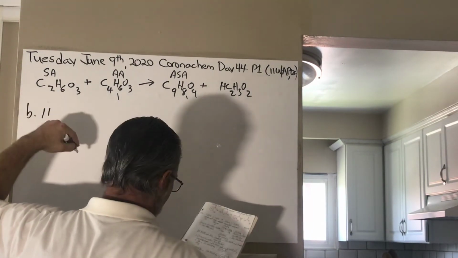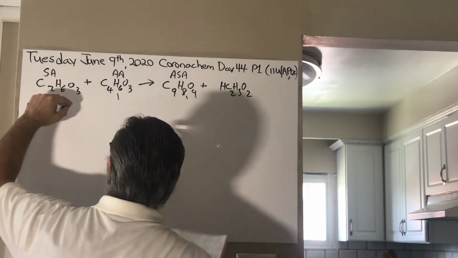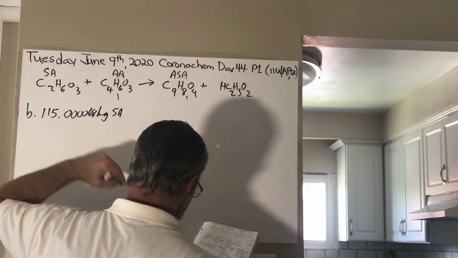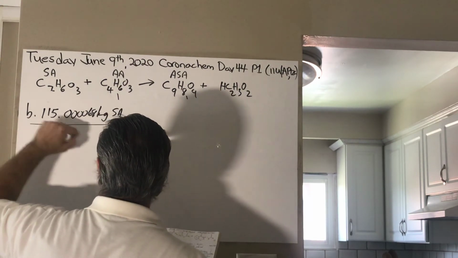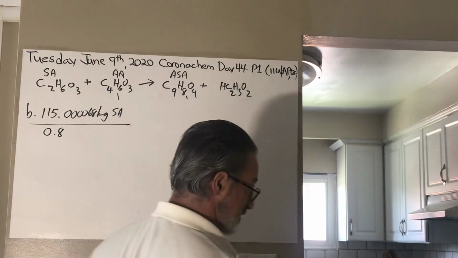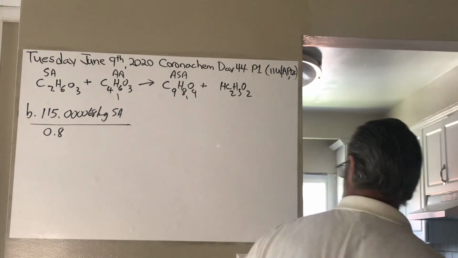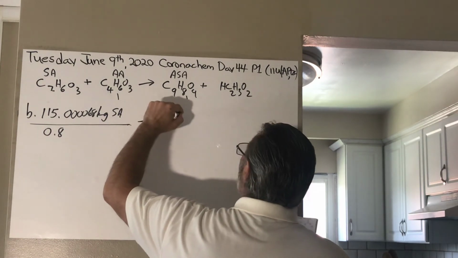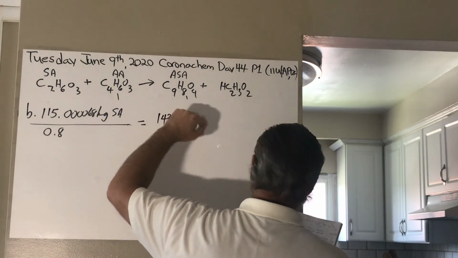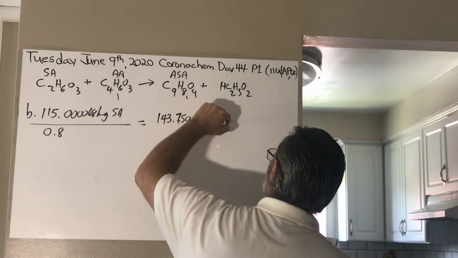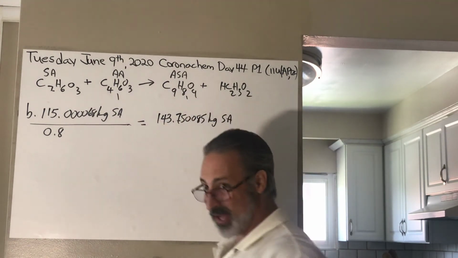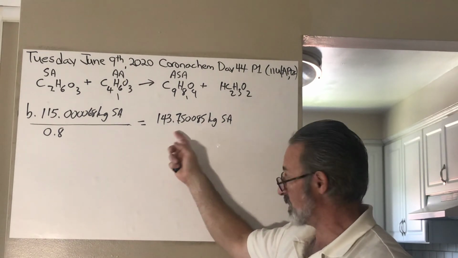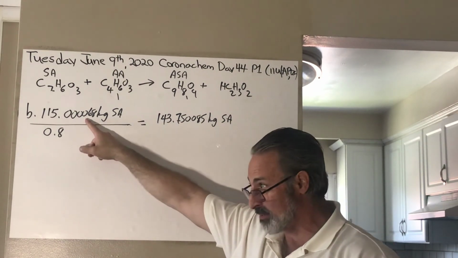So you have 115.12340068 kilograms of salicylic acid, and you only have 0.8 efficiency, right? Turn the 80% into a decimal, it's 0.8. So you're going to actually need 143.750085 kilograms of salicylic acid. So because you only have 80% efficiency, you have to use more of it, and that's how you find out how to use more of it. Because if you take that number and multiply by 0.8, you'll get that number.